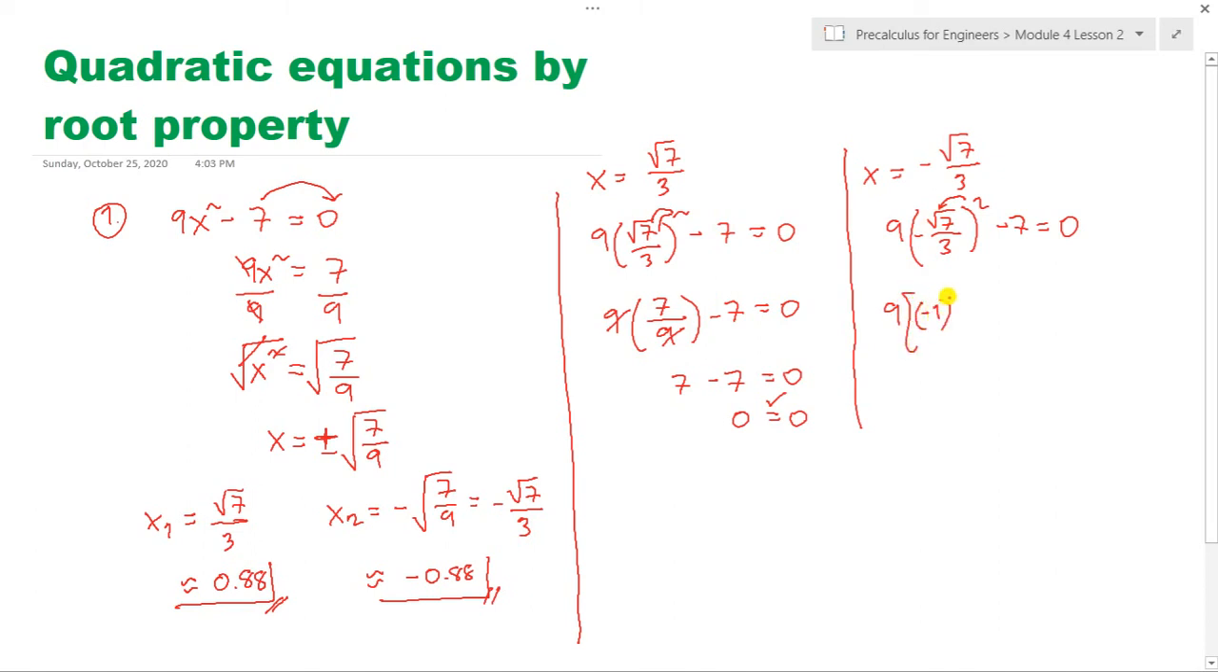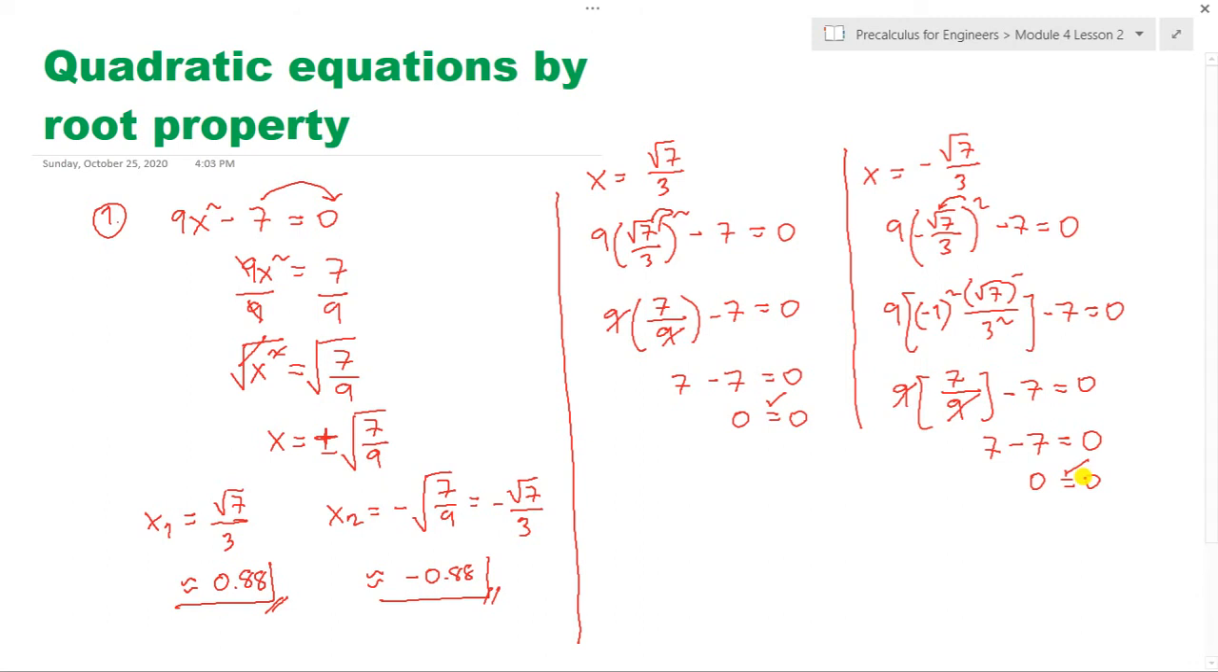masali si negative 1 kasi may negative number, squared, and then we have square root of 7 squared all over 3 squared, minus 7 is equal to 0. Of course, negative 1 squared is 1, so magiging positive na yan. Then since yung index dito at yung exponent are the same, so magiging 7 na lang yan all over 9 minus 7 is equal to 0. So here 9 can be cancelled out, so what's left is 7 minus 7 is equal to 0. Therefore this is 0, which is equal to 0. So therefore we already verified that our solutions, the two roots, are correct.